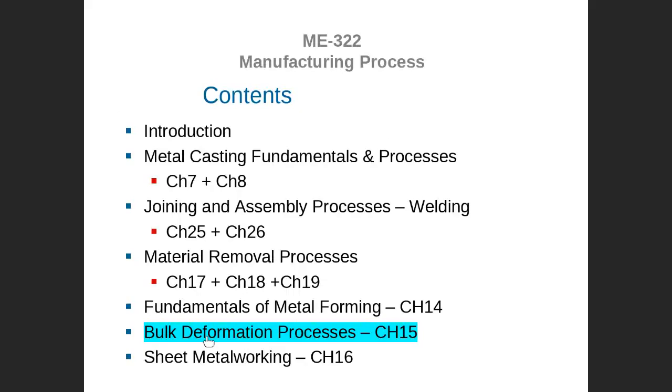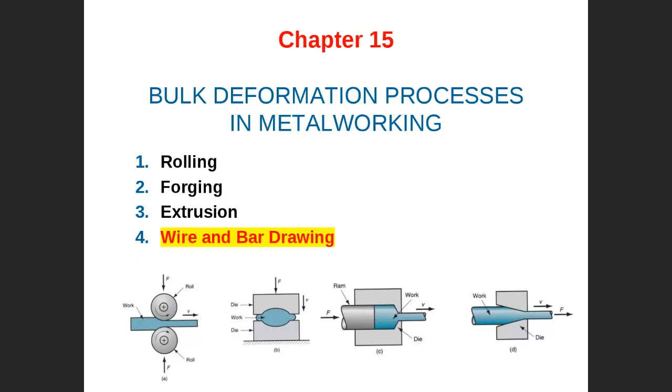Okay, we're still talking in chapter 15, bulk deformation processes. In chapter 15, as we described earlier, we have four processes: rolling, forging, extrusion, and finally wire and bar drawing. Rolling, forging, and extrusion are already finished. Today, we're going to talk about wire and bar drawing.